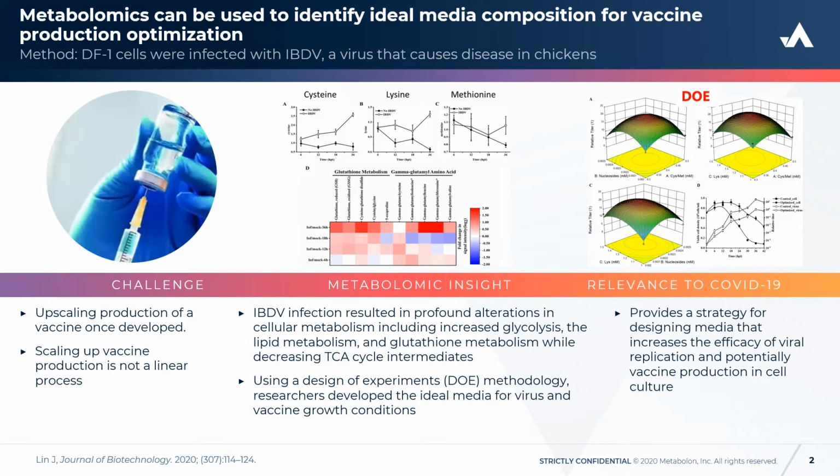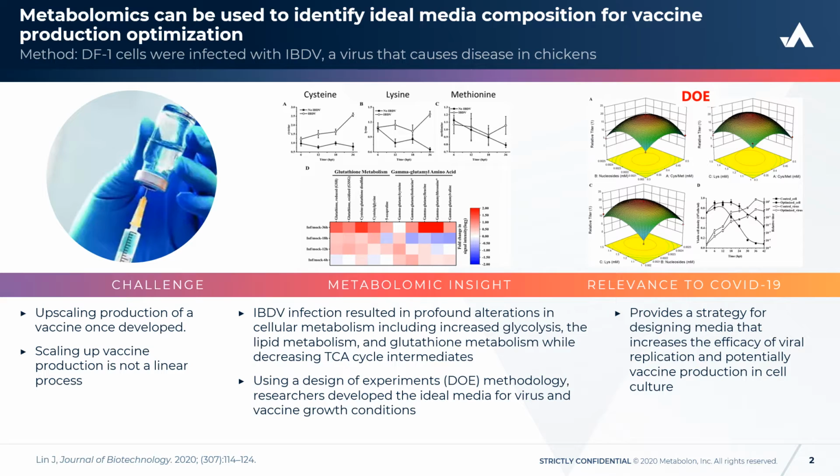The challenges, as are found with any bioprocessing approach, are upscaling production of the vaccine or biologic or metabolite once it's developed. Scaling up vaccine production is not necessarily a linear process. In this study design, DF1 cells, which are a continuous chicken embryonic fibroblast cell line, were analyzed across a time course, either in an uninfected or infected state.